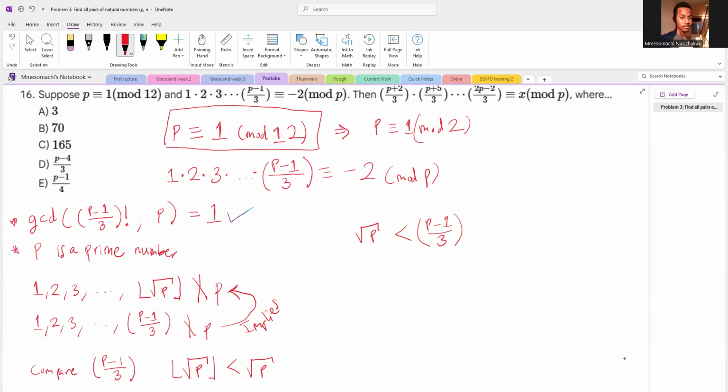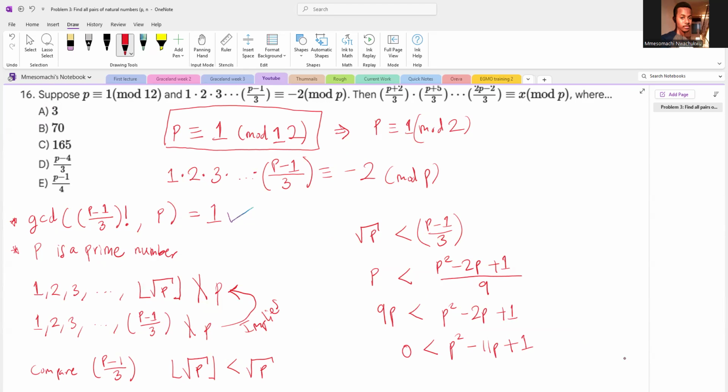For the square root of P to be less than (P minus 1) over 3, let's square both sides. So this will be (P squared minus 2P plus 1) divided by 9. Let's compare this. We want 9P to be less than P squared minus 2P plus 1. Basically, we want 0 to be less than P squared minus 11P plus 1.